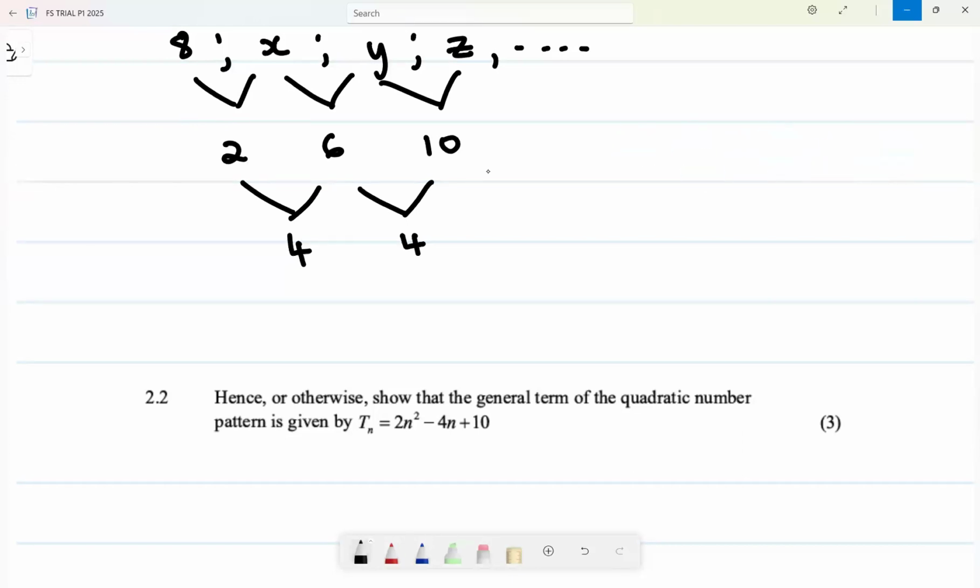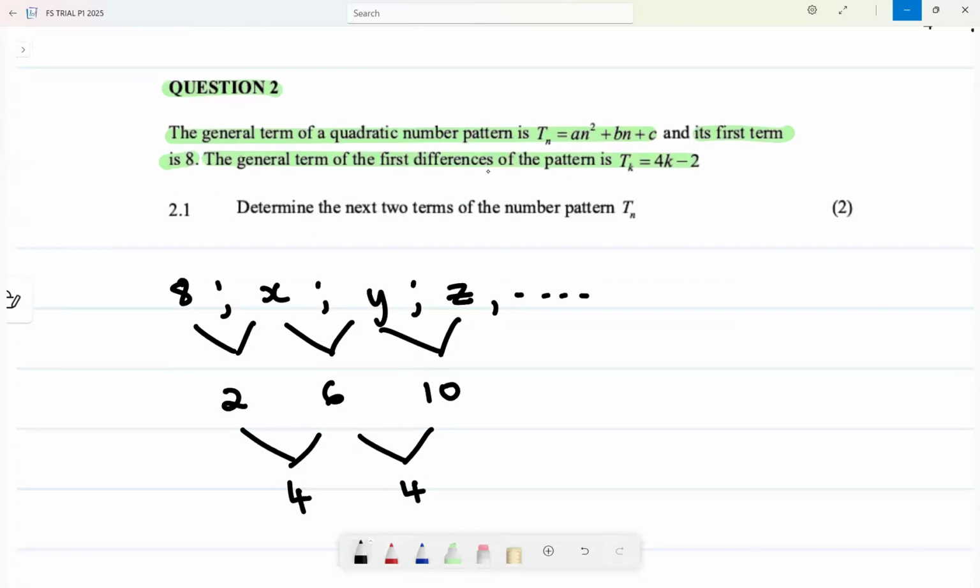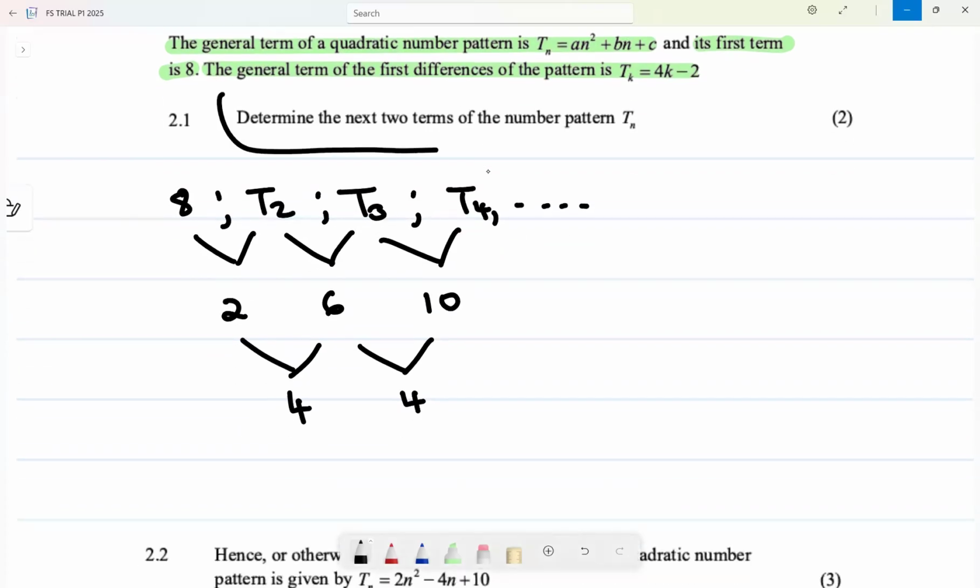Remember, they did not ask us for that. What did they ask us for? They said, determine the next two terms, T2 and T3. So how do we find the next two terms?